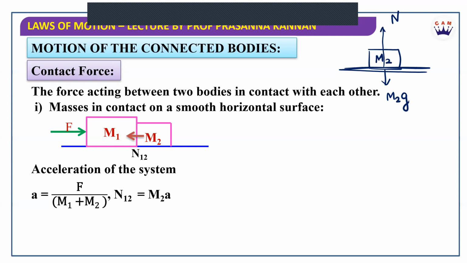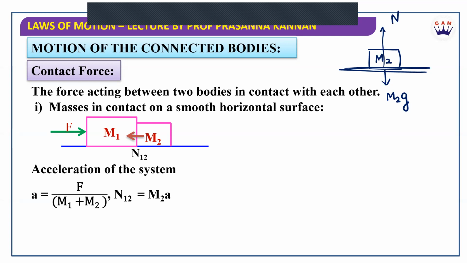But first of all, is the mass M2 moving in the y-axis or not? Not moving, right? That means these two forces must be equal and opposite, so that they cancel each other's effect. Therefore, the block is at rest with respect to the y-axis. But if there is any force in the x-axis, it can move along the x-axis, correct? So is there any force along the x-axis?